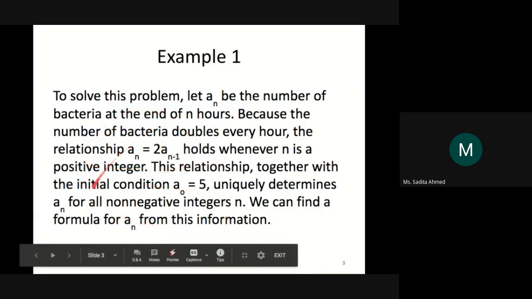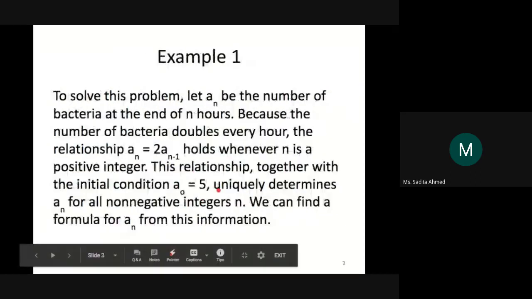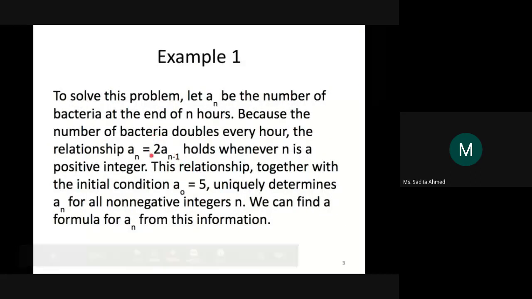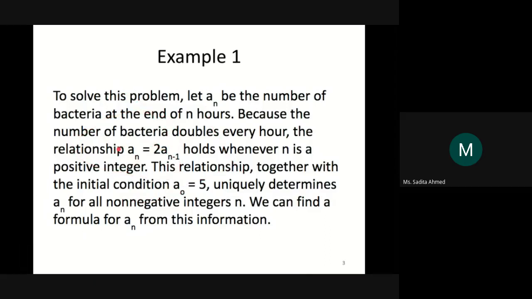We need to count an, using the previous term, an minus 1. We know that every hour the count doubles. So if we know an minus 1, 2 multiplied with that will give us an. So that is the recurrence relation, as simple as that. And the initial condition is A0 is equal to 5. If we know A0, all the rest can be derived using this recurrence relation. So that is the solution to counting this problem using recurrence relation.